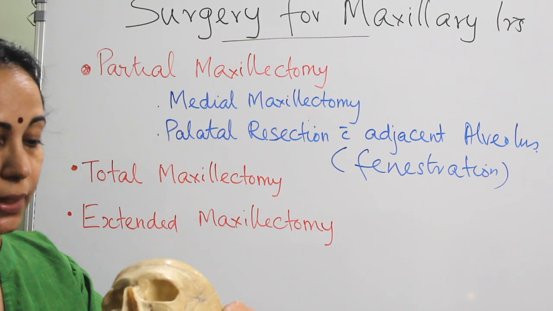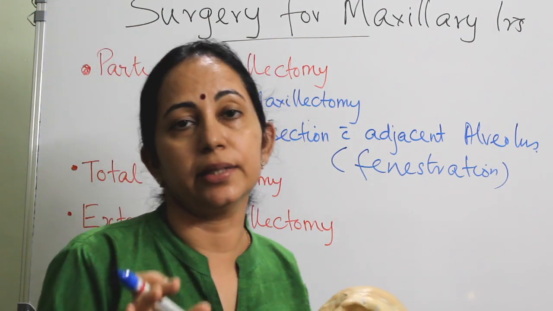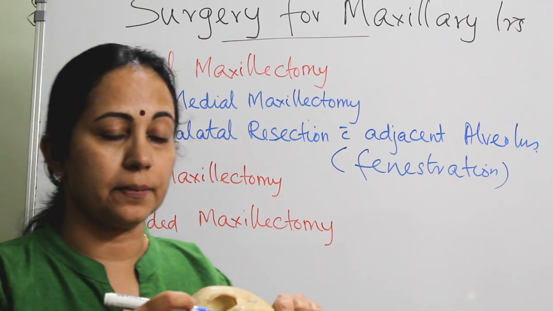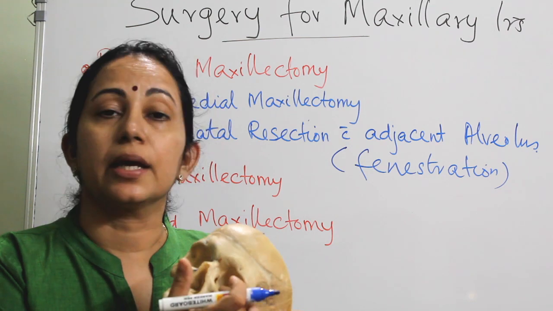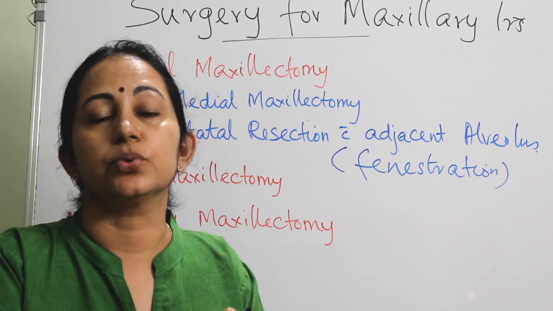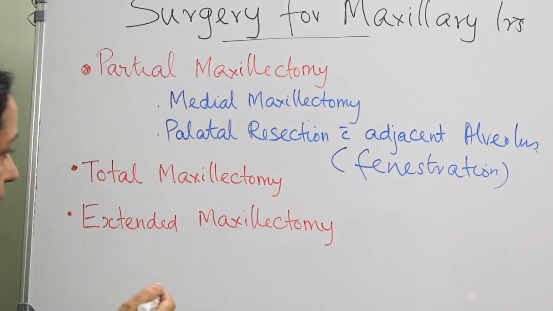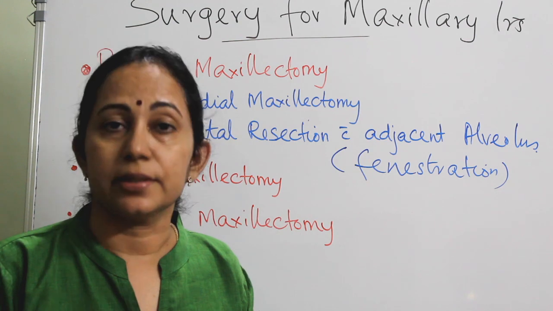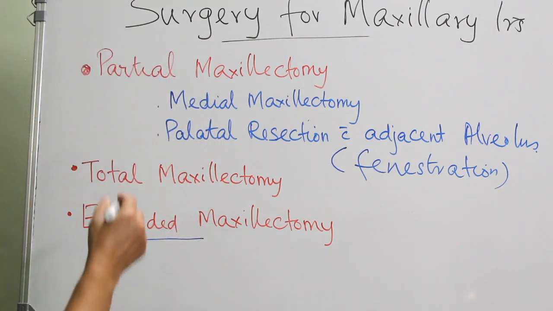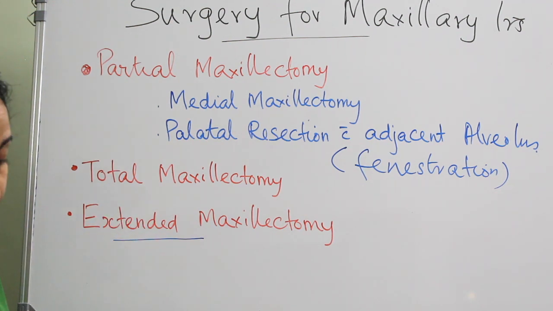And in total maxillectomy, we remove the maxilla as a box of bone containing the tumor. And if this maxillary malignancy extends beyond the maxilla, it can be into the orbit or it can be into the base of skull. So if it is, that is called an extended maxillectomy, and if it is involving the skull base, we call it a craniofacial resection. Okay, so these are the three types of maxillectomies: partial, total and extended maxillectomy.